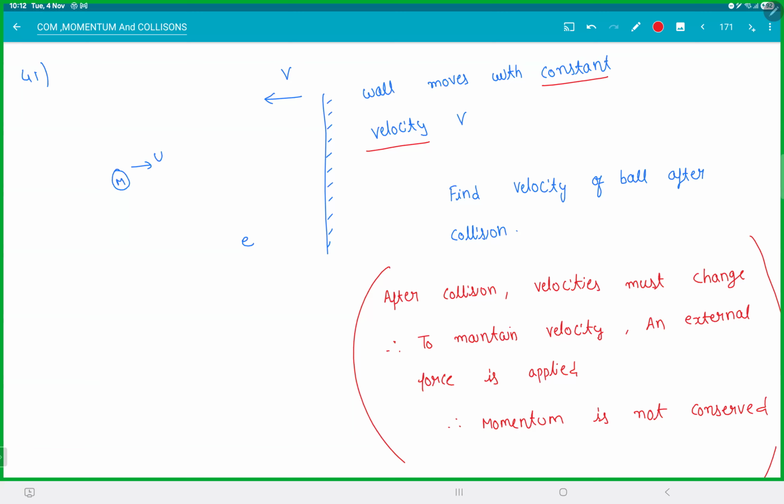Are you getting why momentum can't be conserved? No matter how big the wall is, when they collide, the wall velocity should change a little. But if you say it is constant, meaning someone is maintaining that speed, there is an external force. You can't conserve linear momentum. I didn't give E is equal to 1. Restitution is E only. Give me your answer in terms of E.